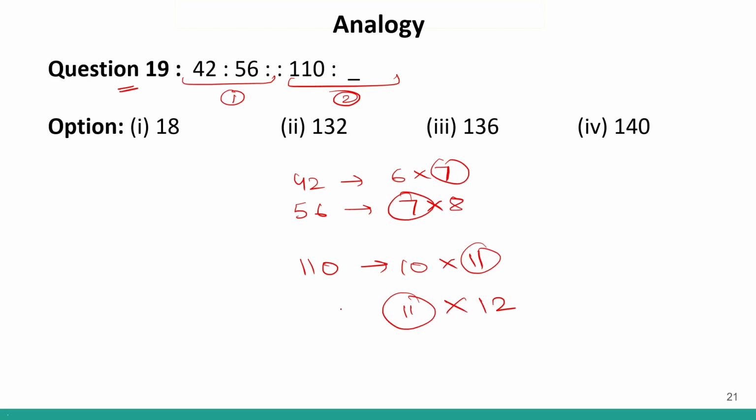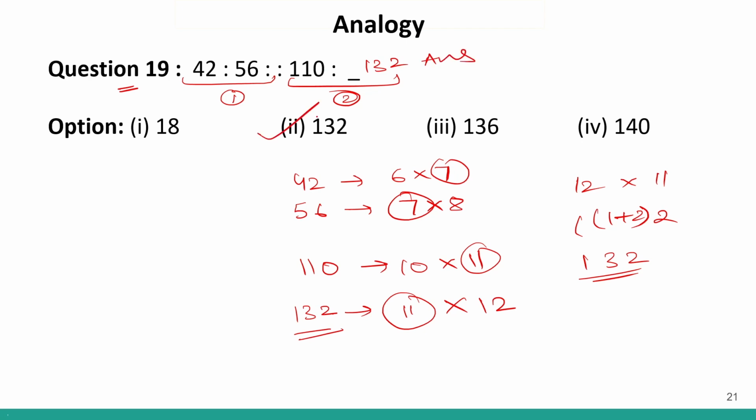So 11 and 12. 11 into 12 is how much? 132. You can check over here. Or if you remember a shortcut of multiplying anything by 11. So if we have A, B, C and we multiply it by 11, we write it like C, B plus C, A plus B and A. We have discussed this numerous times. So similarly, if I have to multiply, let's say 12 into 11. How will I multiply? First I will write 2, then I will write 1 plus 2 and then I will write 1. So 132 will be the answer. So 132 is the missing term over here. This is the answer which is given in option number 2. So option number 2 will be the correct answer to this question.